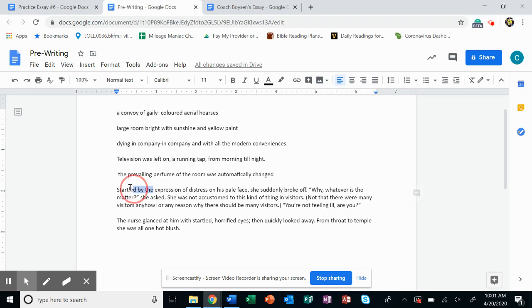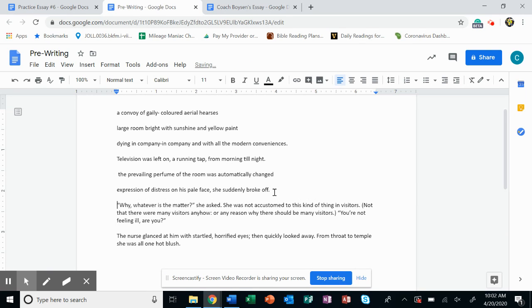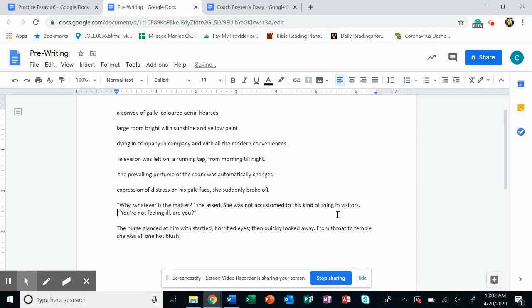So I'm going to leave expression of distress, and then she breaks off. She asks, what's the matter? She's not accustomed to this kind of thing in visitors. This sentence is kind of clunky, so I'm going to pull it out. I don't think I would quote it, so I'm going to get rid of it. You're not feeling ill, are you?